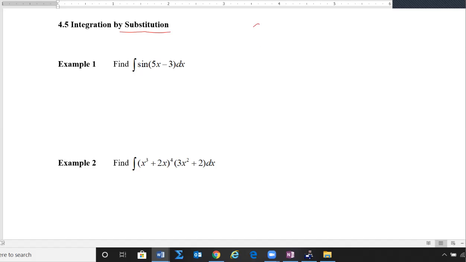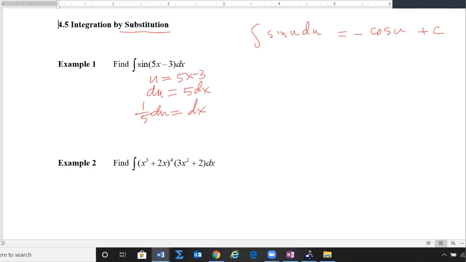If it just looked like this, we would be done, because we know that that would be a negative cosine of u plus a constant. But it doesn't just look like that. It has a 5x minus 3. So what you could do is a substitution. You could say, oh, well, my u is equal to 5x minus 3. My du is 5dx. So 1/5 of du must be dx.